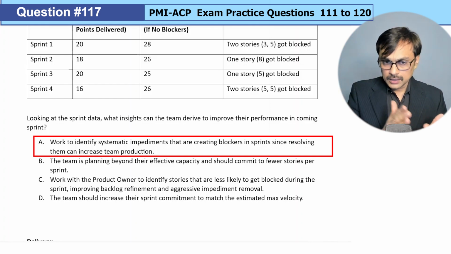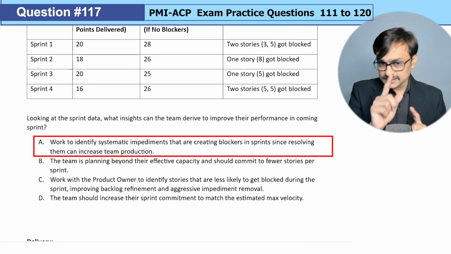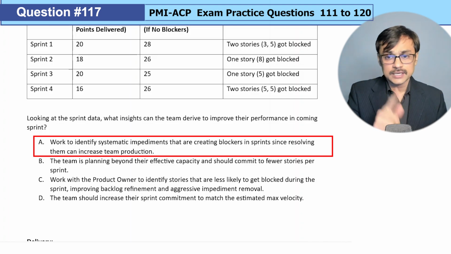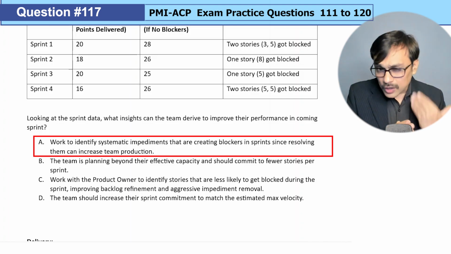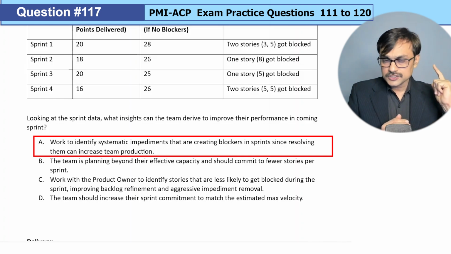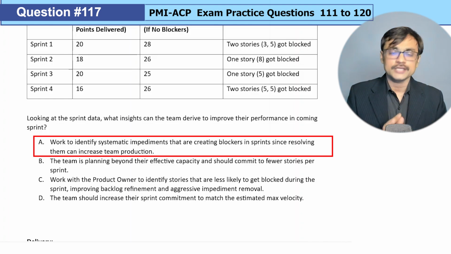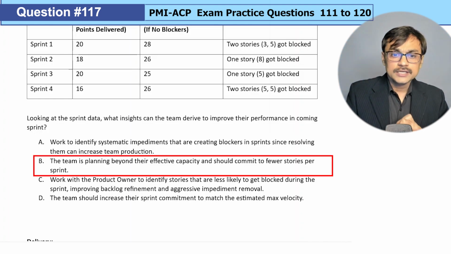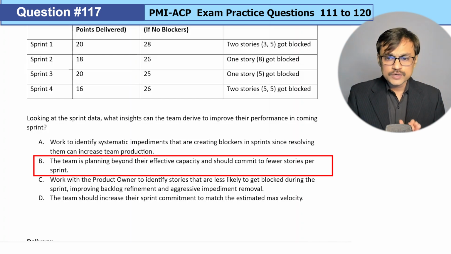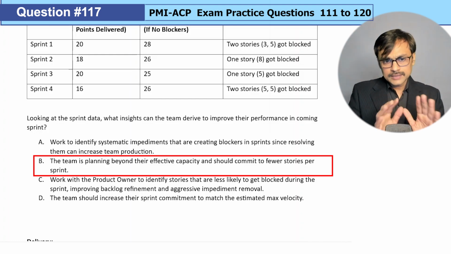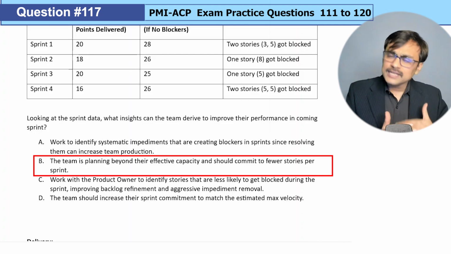And what insight can the team drive to improve performance in the coming sprint? That's a little tricky, because the question is specifically asking about the coming sprint. It's a good candidate option, but it may be a little long term. Maybe I can't do it in the next sprint alone, and it may require some coordination and collaboration with other areas of our organization. Let's see option B: the team is planning beyond their effective capacity and should commit to fewer stories per sprint. That may look good as well. You can say, guys, why do you plan for 26? Start planning for 16.